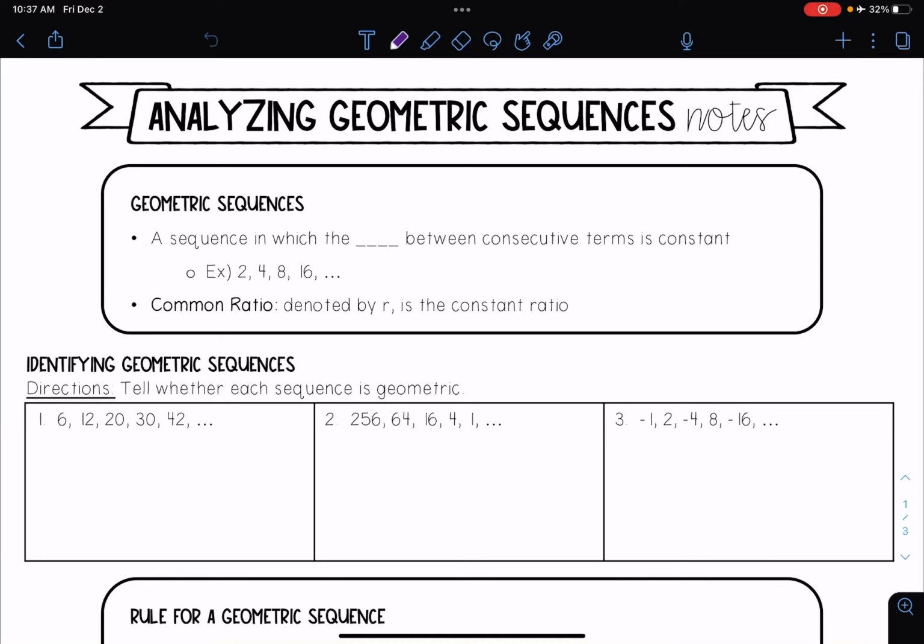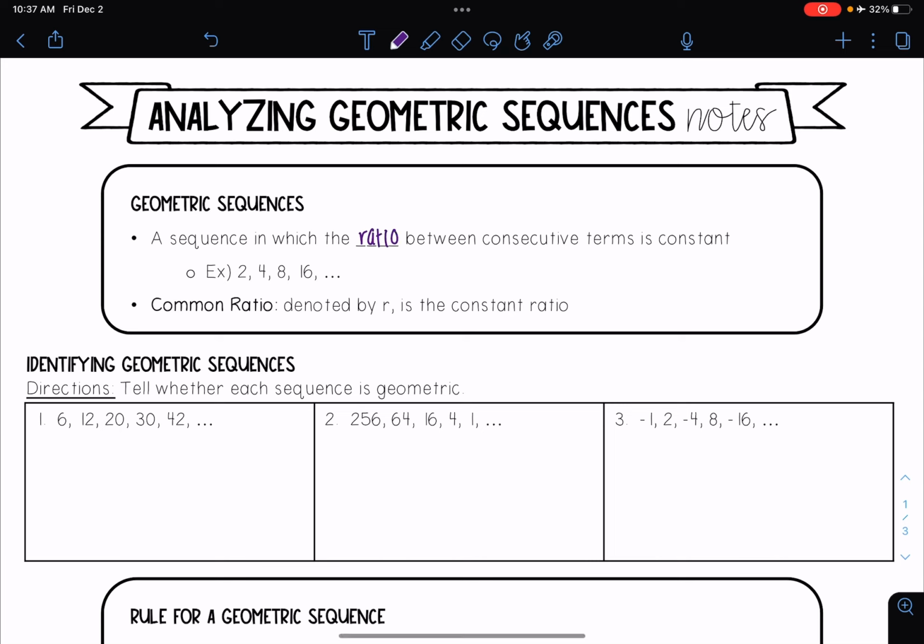Everyone. Today we're going to be talking about analyzing geometric sequences. So last time we talked about arithmetic sequences, and we learned that those are sequences where there's a common difference. In other words, you are adding or subtracting the same number each time to get the next term in the sequence. A geometric sequence, on the other hand, is a sequence in which the ratio between consecutive terms is constant.